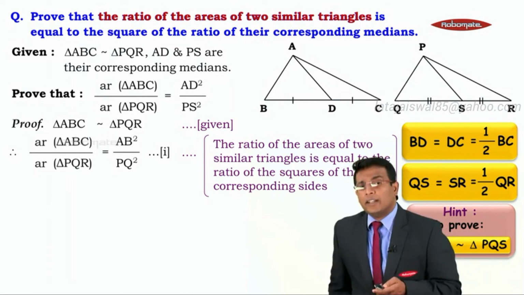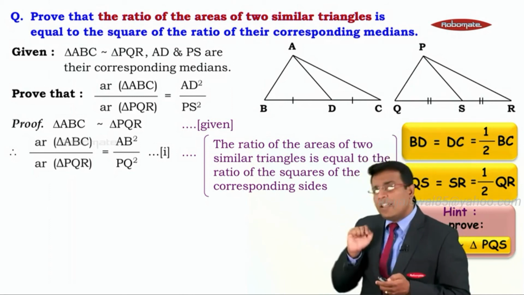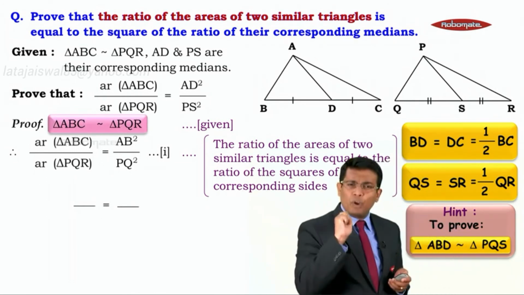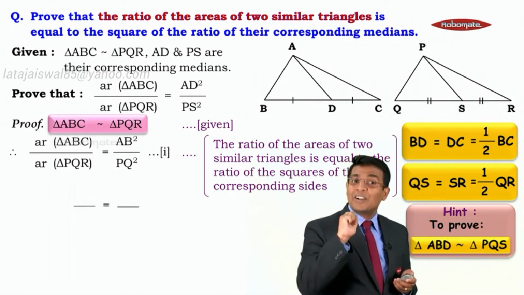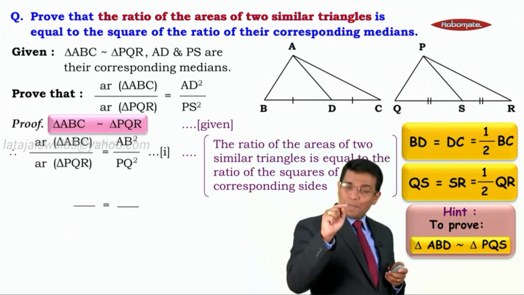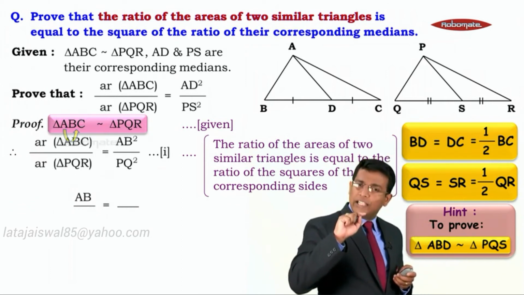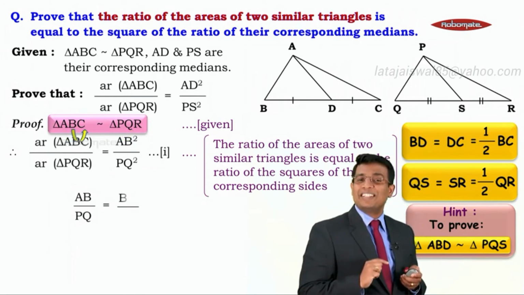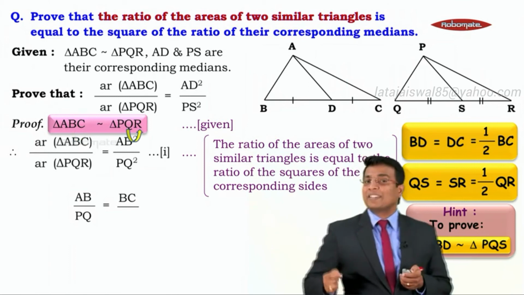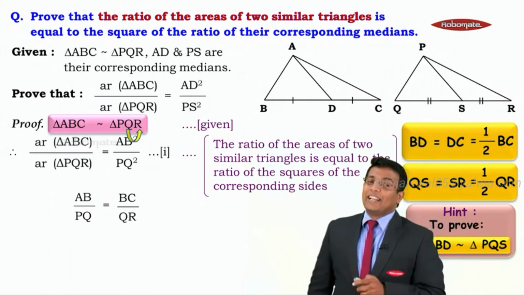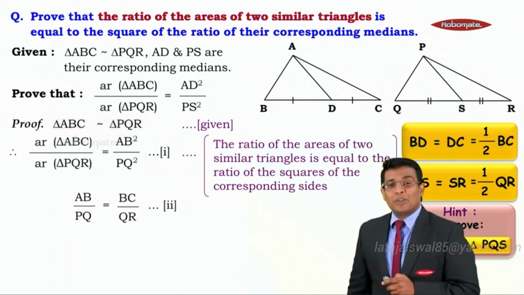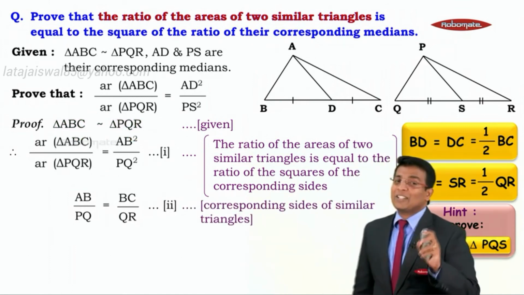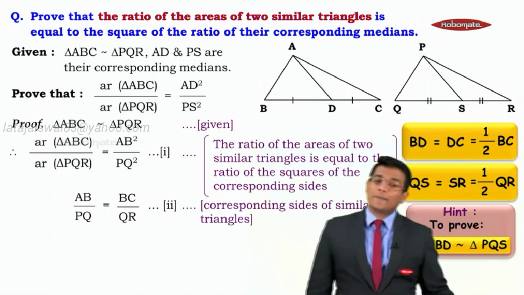For that, we need to check what information we can gather. We have information given in the sum that triangle ABC is similar to triangle PQR. From that, can we obtain something? We can get the ratio of the corresponding sides there. So we can write AB upon PQ is equal to BC upon QR. This may help us in the sum, right? This is what we got, and we mark it as result number 2. The reason is corresponding sides of similar triangles.